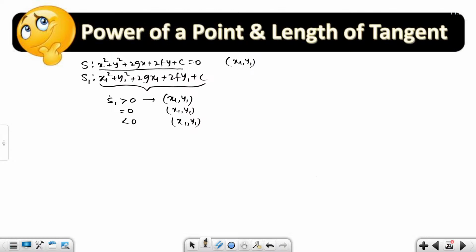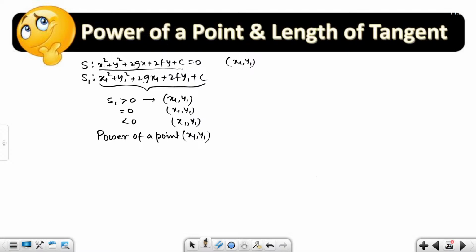Now, this S1 is what is called the power of a point. Which point? In this case, x1, y1. That is why I was telling you repeatedly that this S1 is very important. S1 is basically called the power of a point. So from now onwards, I'm not going to tell you in this way that this point is outside or inside.